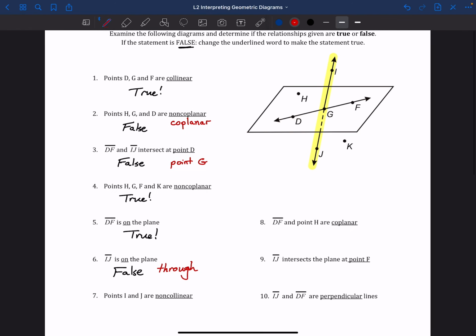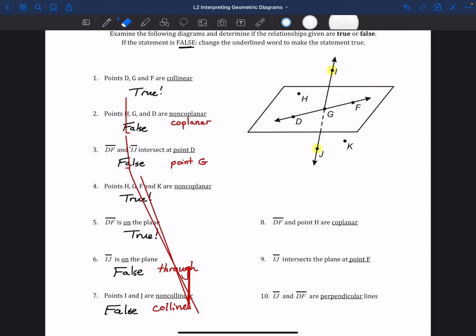Right. Down towards the bottom of the page there. Points I and J are non-collinear. Right, so again, identify what things we're talking about, I and J. For them to be non-collinear, that would mean that they can't be on the same line. However, we were just talking about the line IJ and it goes through the plane and all that. So that one's false, right? Think for a second, what word would we replace that with? They're not non-collinear, right? So if you said, oh yeah, then they're collinear.